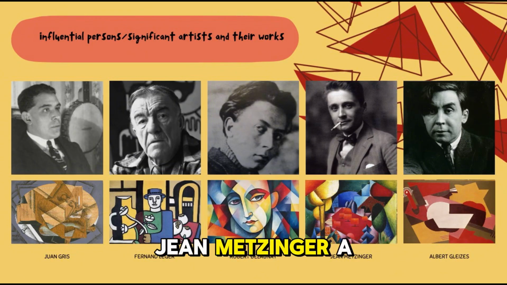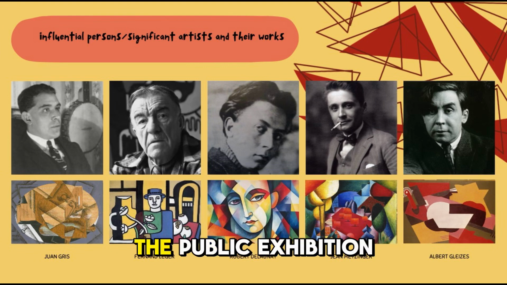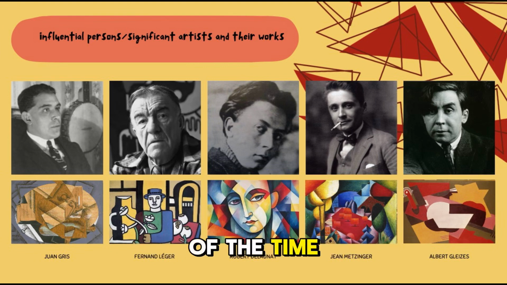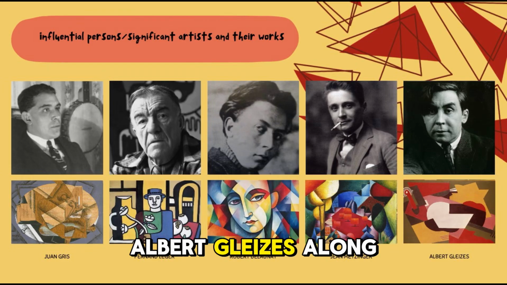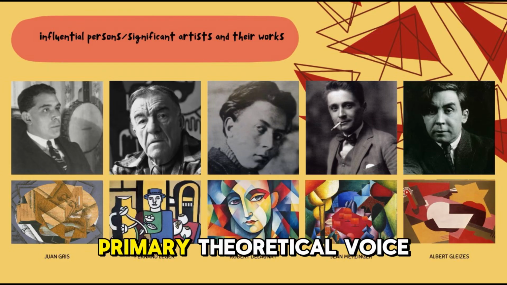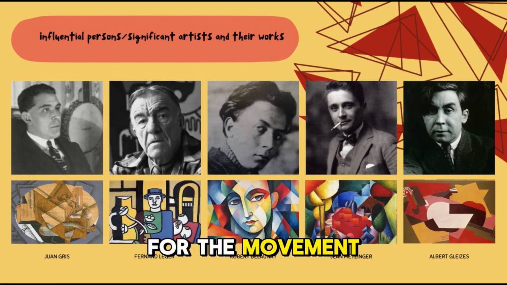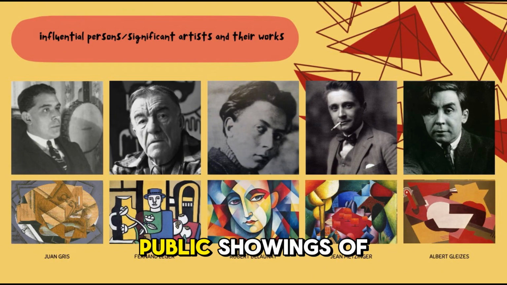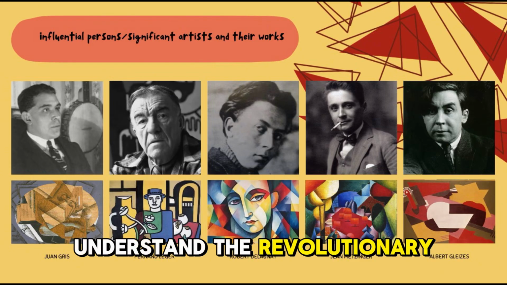Jean Metzinger, a key theorist and painter, he co-authored Du Cubisme, the first major treatise on the movement. His work helped bridge the gap between the experimental studio work of Picasso and Braque and the public exhibition of the time. Albert Gleizes, along with Metzinger, was a primary theoretical voice for the movement. He was instrumental in organizing the first collective public showings of Cubist art, helping the world understand the revolutionary fragmentation of objects.